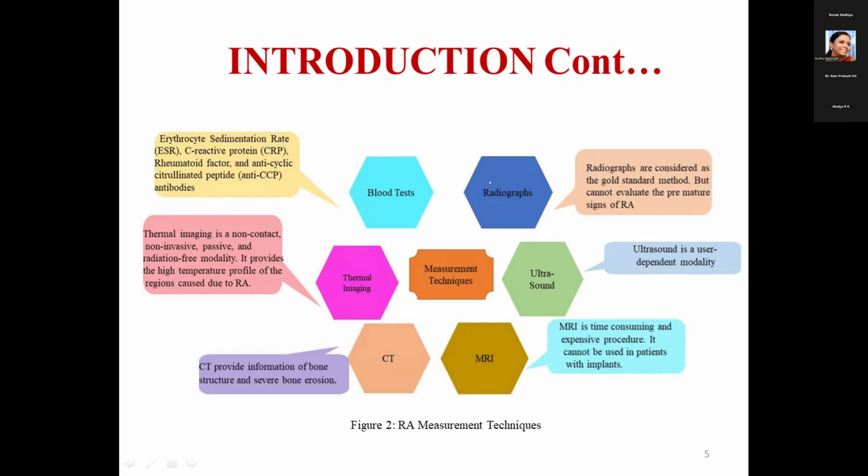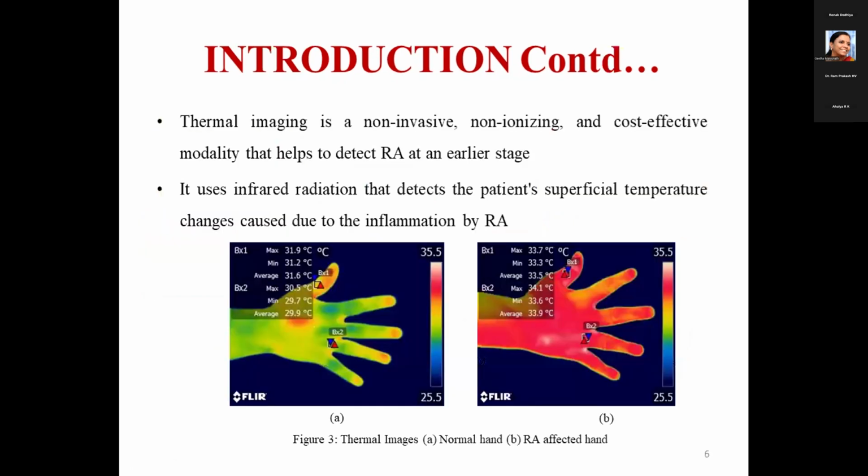So as I said earlier, in radiograph, the early stages cannot be evaluated using radiographs. So in ultrasound, we know that it is a user-dependent modality. In case of MRI, it is a time-consuming and expensive procedure, and it cannot be used in patients with implants. Coming to CT, CT gives only the severe bone erosion case and cannot evaluate the premature changes. In case of thermal imaging, it is a non-contact, non-invasive, passive, and radiation-free modality, and it provides a high temperature profile of the regions caused due to RA.